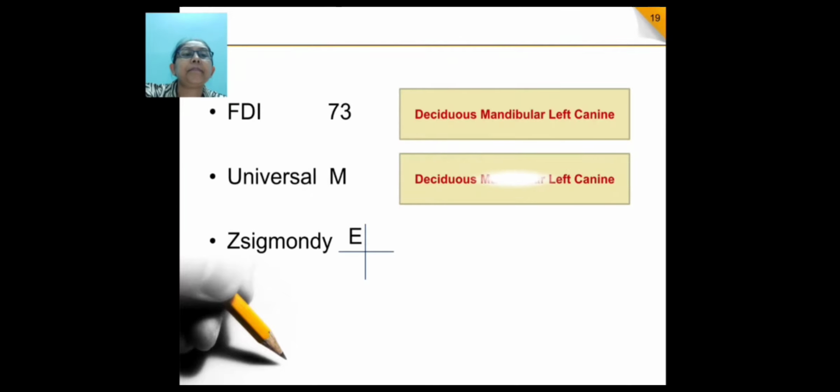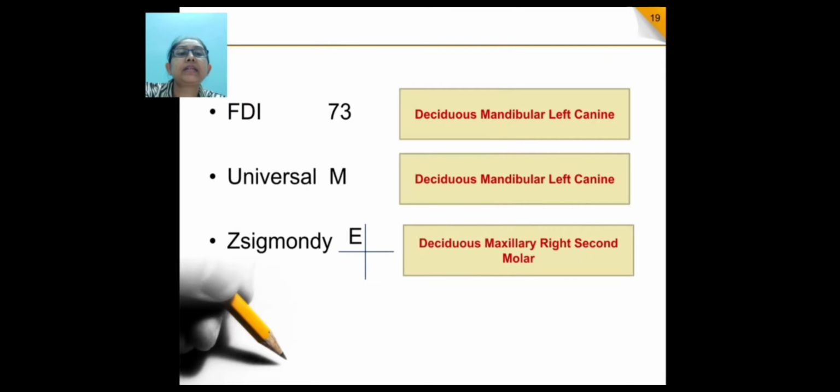Similarly, what is M in the universal system? It is the alphabet, so it means it is deciduous. So it is the deciduous mandibular left canine. In the case of Zsigmondy, you can see the lines, horizontal and vertical, indicating the quadrant. The tooth is E, which means it is deciduous, and E is the second molar. So it is on the maxillary right. So it is the deciduous maxillary right second molar.